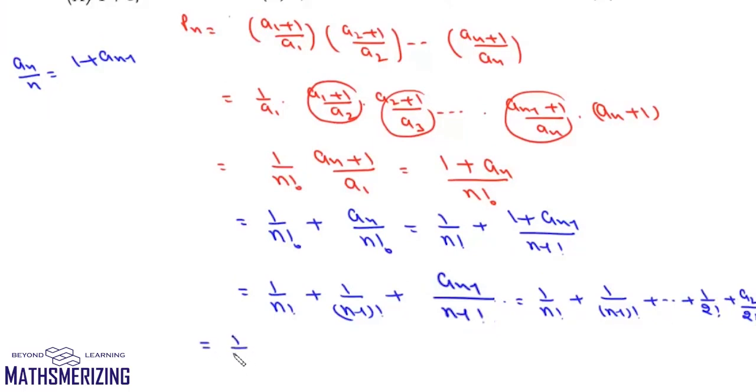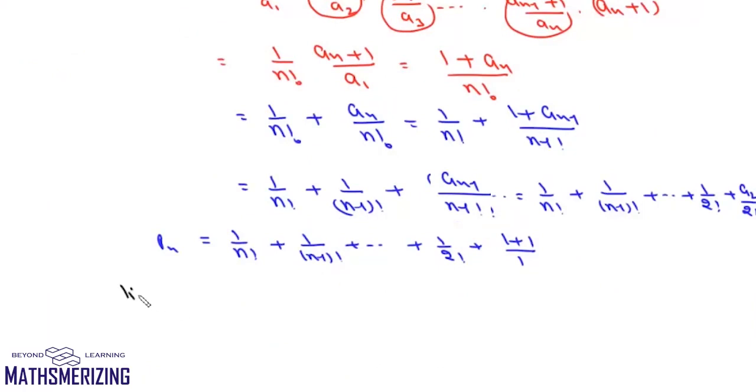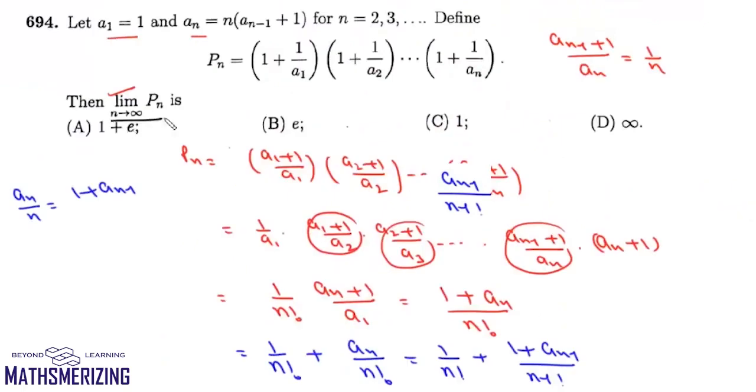We can also write this as 1 upon factorial n plus 1 upon factorial n minus 1, 1 upon factorial 2 plus, now a2 upon 2 is 1 plus a1, and a1 is 1. So it will be 1 plus 1 upon 1. So that's your Pn. Now if we take this limit n tends to infinity Pn, it will be 1 plus 1 upon factorial 1 plus 1 upon factorial 2, and this series goes all the way up to infinity. It is nothing but e. So the value of this limit n tends to infinity Pn will be simply e, and that's your option B.